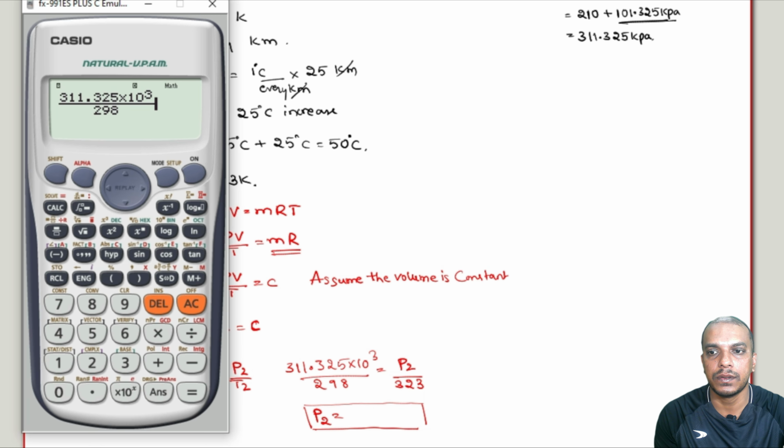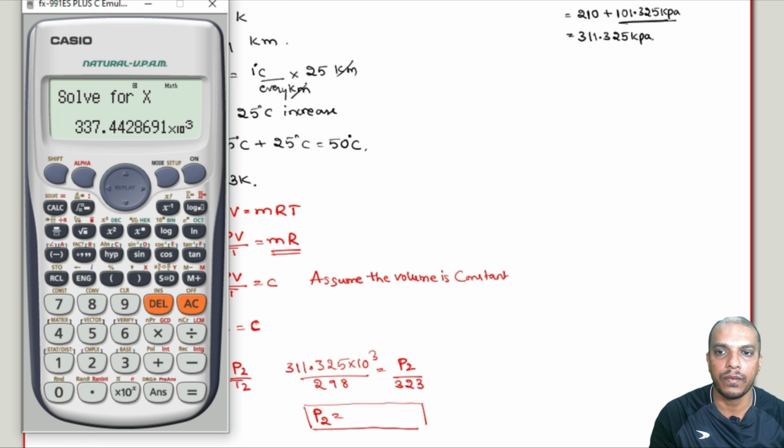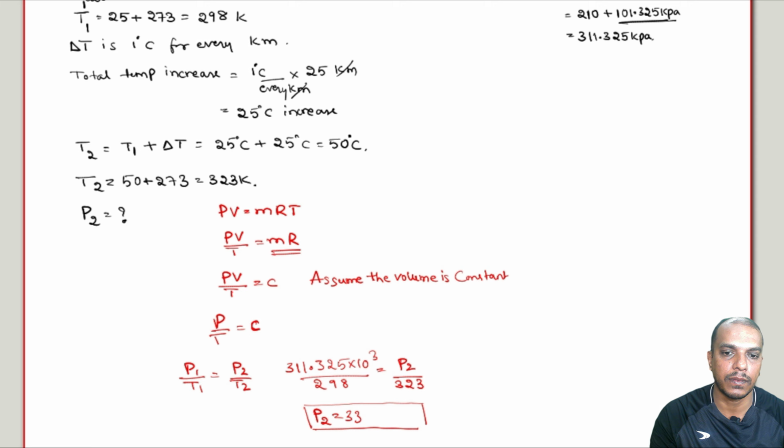Now, as usual, we'll use alpha equals. This unknown we will always keep as alpha x, divided by 323. Then go for shift, solve for x is equal to 0. So, equals. The answer is 337.44 into 10 power 3 Newton per meter square.